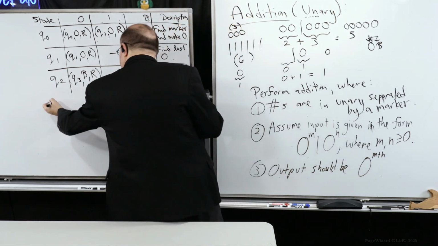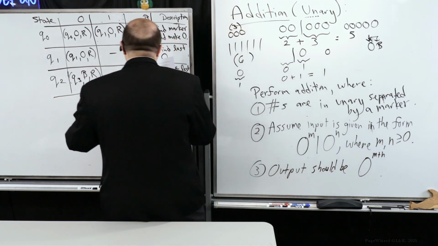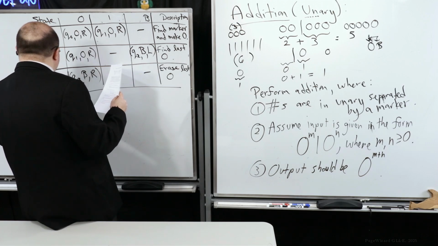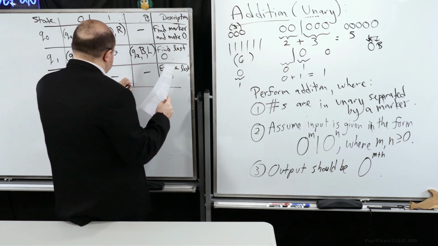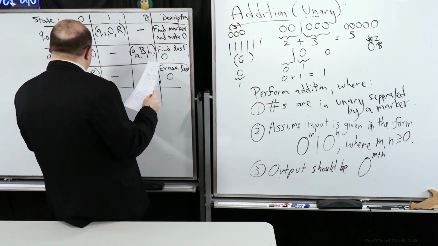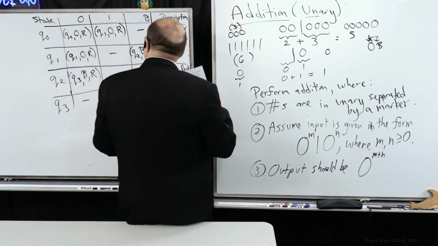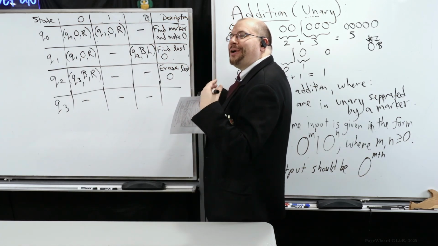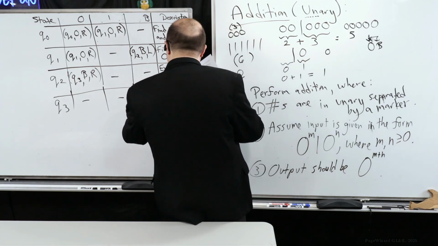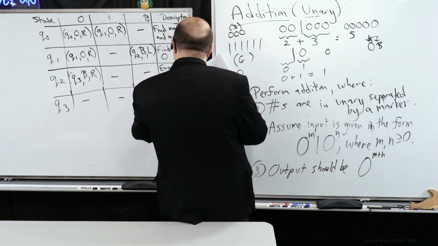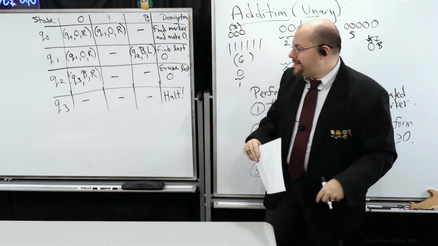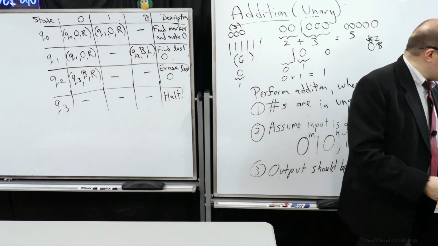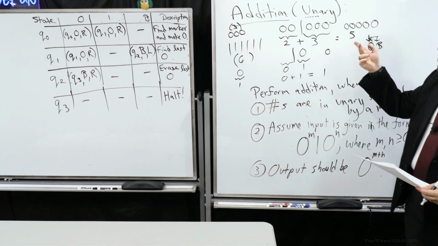And then finally, we're going to move into the final state. But remember, transducers don't have final states, right? We just wanted the halt. And there's your Turing machine that adds 2 unary numbers.